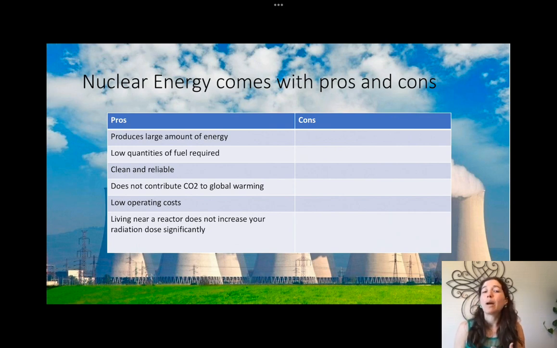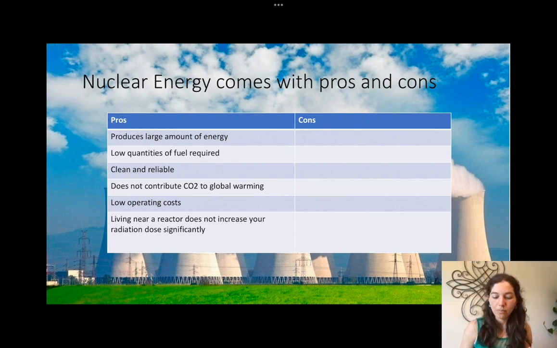The nuclear power plants usually have a low operating cost as well. And what's also nice about this is because radiation is normally harmful when you're super close to something, but when you're really far away from something or you're at a distance, there's not really going to be a health hazard for people that live near a nuclear power plant. Whereas if you live near a coal power plant, for example, there's a much more significant health risk being close to that.